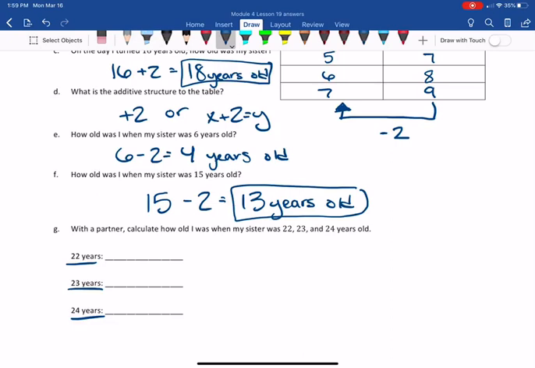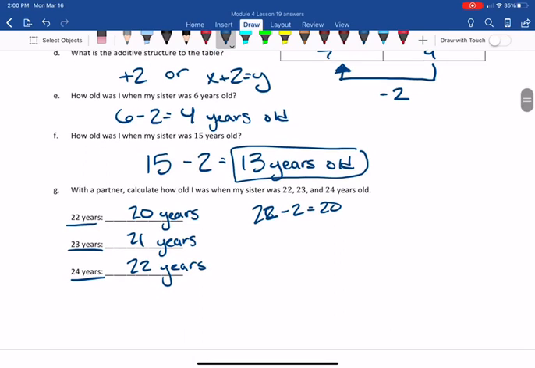So if my sister is 22, I'm going to subtract 2, so then that would be 20. So I would be 20 years old. If my sister's 23, I subtract 2, I get 21 years old. And then if I take 24 years, I'm 22 years old. So pretty easy.